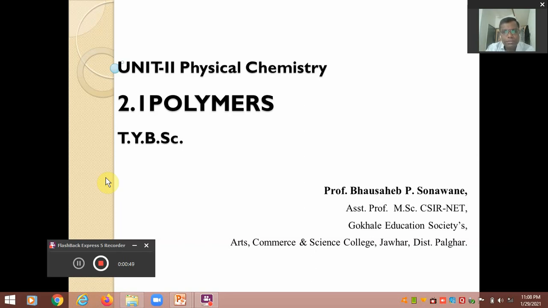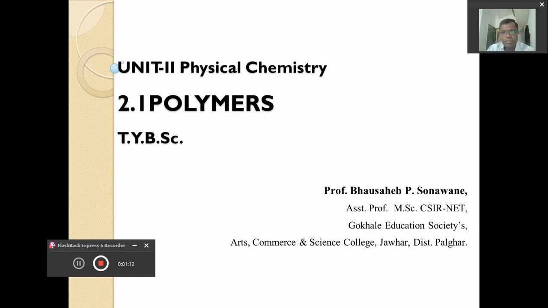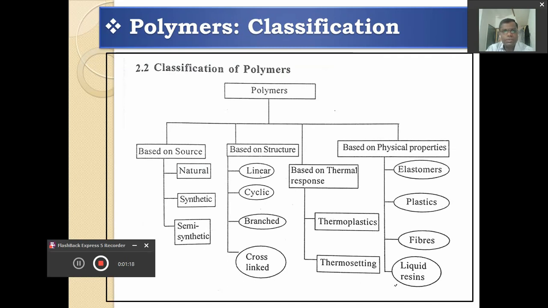As far as the classification of polymers is concerned, we have already studied the classification based upon the source of polymer, and from that lecture we came to know there are three types of polymers based upon the source, which are natural polymer, synthetic polymer, and semi-synthetic polymer. Dear friends, in the last part of the video I also showed you this tree diagram for the classification of polymer, and four different criteria are used for the classification of polymer.